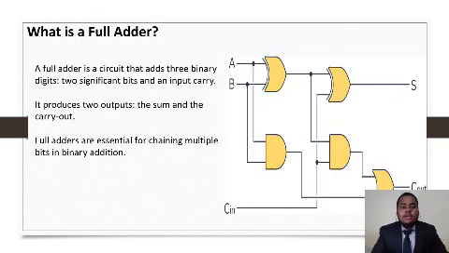What is a full adder? A full adder is a circuit that adds three binary digits: two significant bits and an input carry. It produces two outputs: the sum and the carry out. Full adders are essential for chaining multiple bits in binary addition.